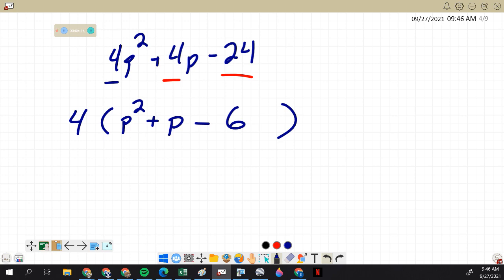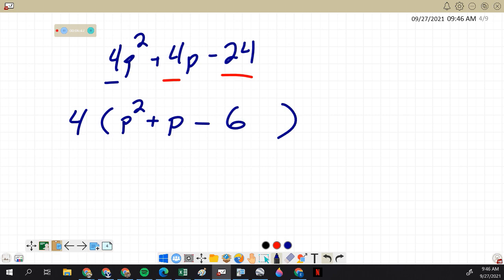4 is still a factor. It is still a factor. It's part of the equation. But that 4 does not affect the roots. So if the question is asking you to factor, then yes, you need the 4. If the question is asking you to find the roots, you don't need the 4.